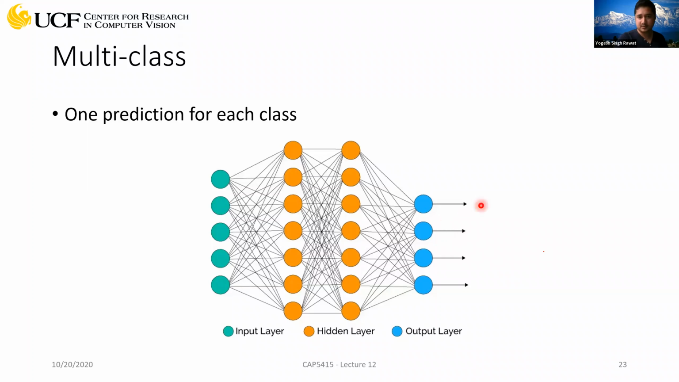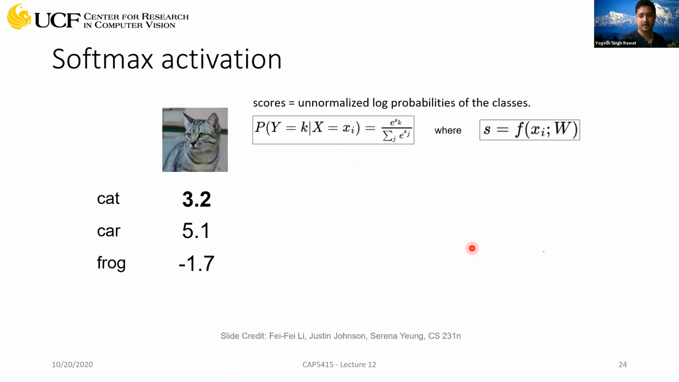But in softmax, you don't do that. You scale the values between 0 and 1, but to scale this value, you will also look at the prediction values in the other neurons. So that's a big difference between sigmoid and softmax. Let's see a concrete example.